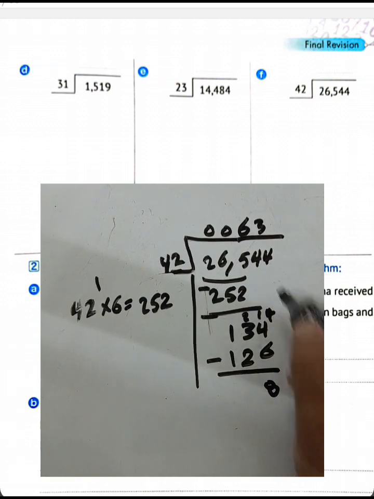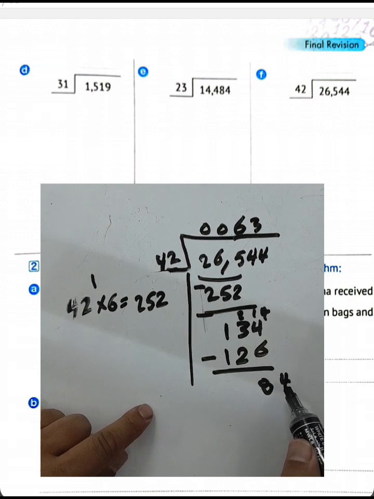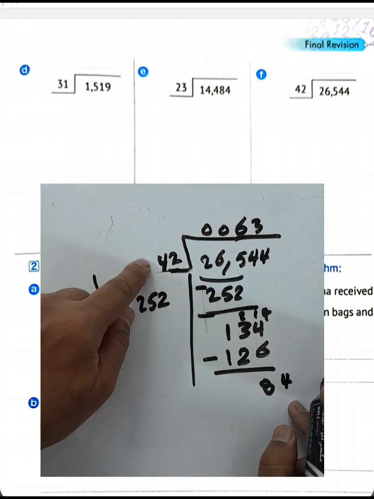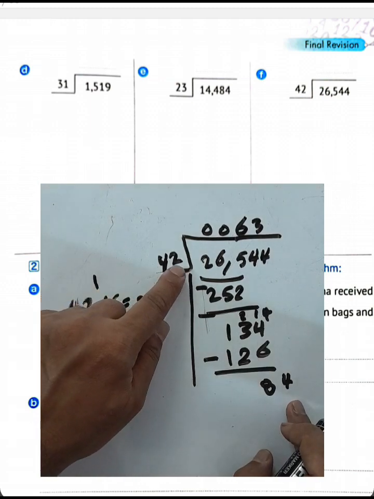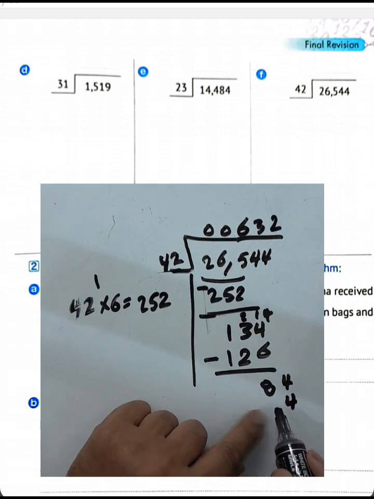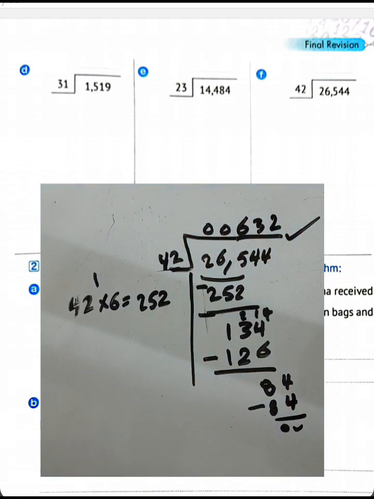Then drop 4 here. 84 divided by 42 equals what? We can write here outside 2, because 42 times 2 is 84. 2 times 2 equals 4, and 2 times 4 equals 8. So the result will be 632.